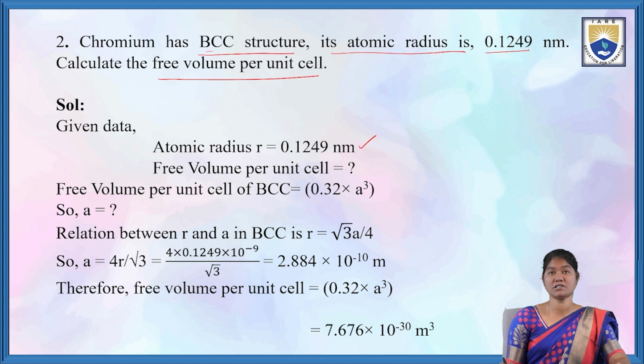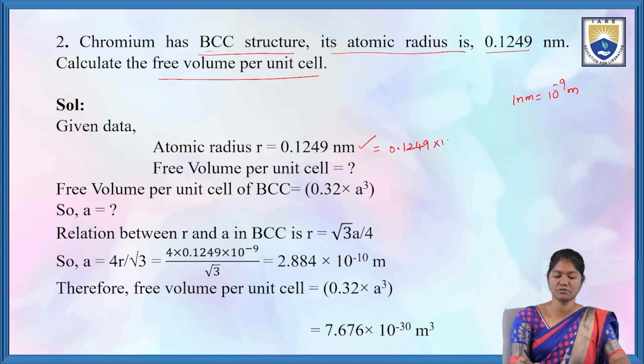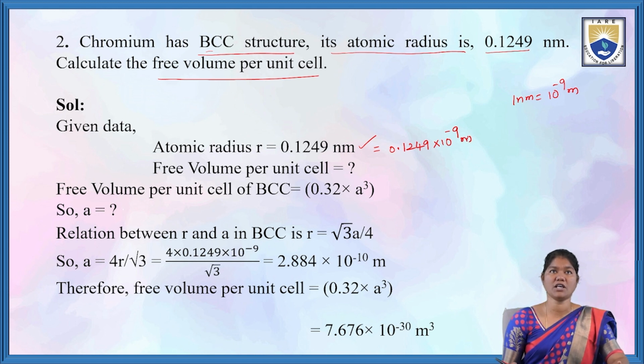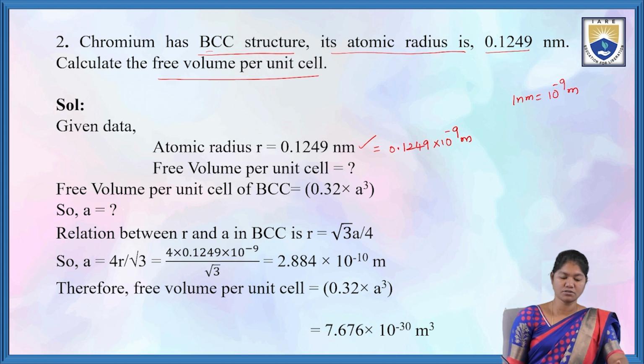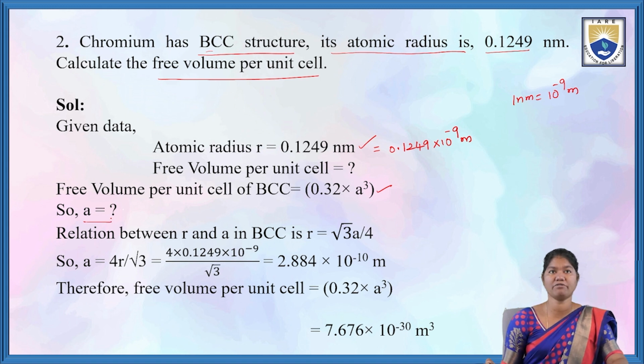So nanometers is converted into meters. 1 nanometer is equal to 10 power minus 9 meters. So it is equal to 0.1249 into 10 power minus 9 meters. So we need to calculate the free volume per unit cell. The free volume per unit cell of BCC is equal to 0.32 into A cube. So what is the value of A?